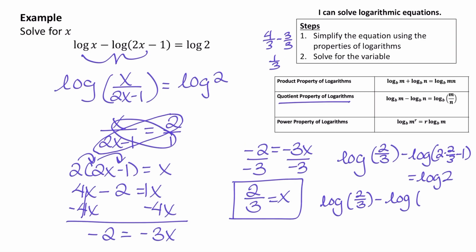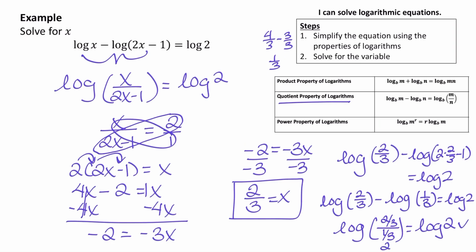So that's the log of 2/3 minus the log of 1/3. That equals the log of 2. And if I use the quotient property to combine the left, that tells me that the log of 2/3 divided by 1/3 equals the log of 2, which does in fact check out because 2/3 over 1/3 is equal to 2.